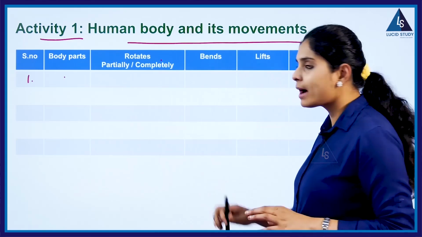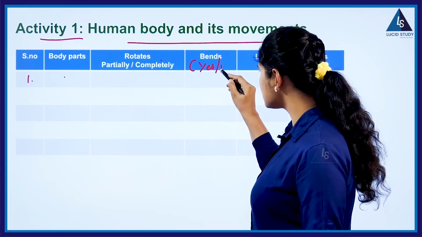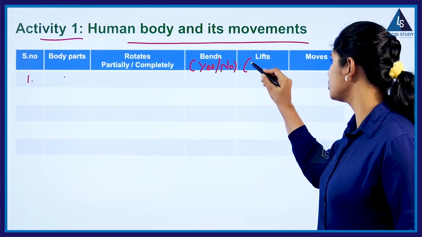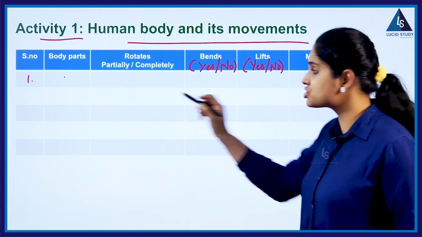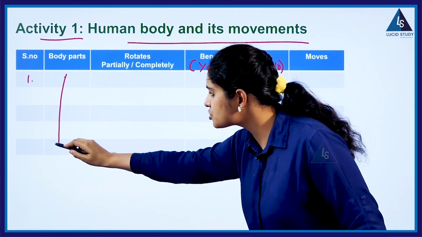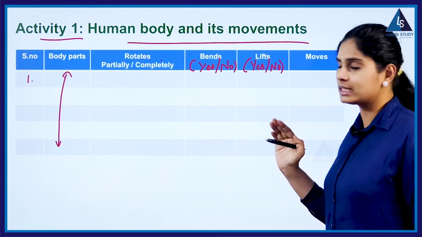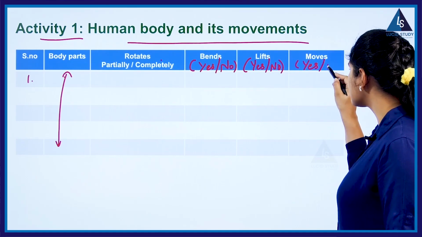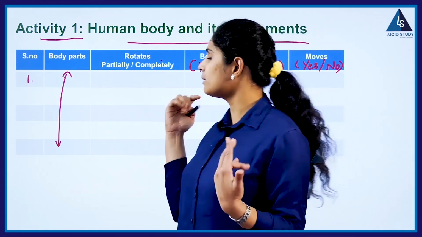Then for the parts, whether they are bending or not, we have to write yes or no. Likewise, whether you can lift the particular body part which we are going to mention here. And then whether the body part moves, yes or no, right? So likewise we have to fill this table.